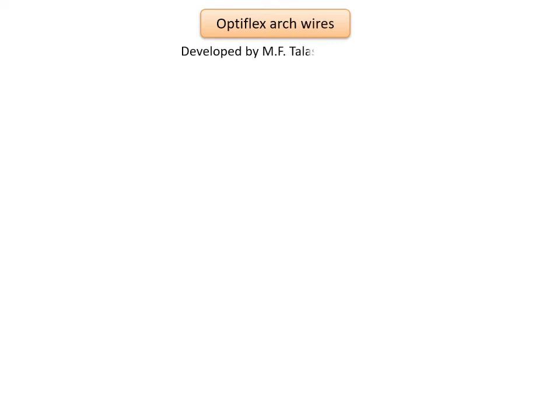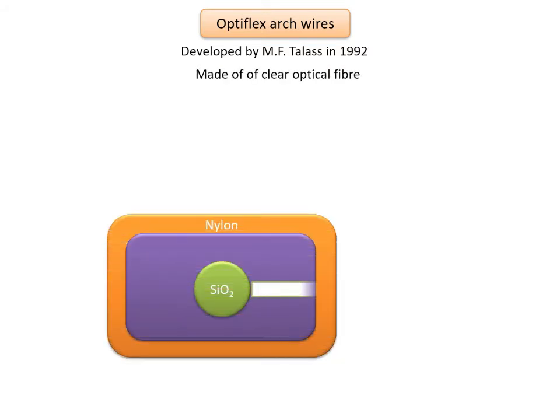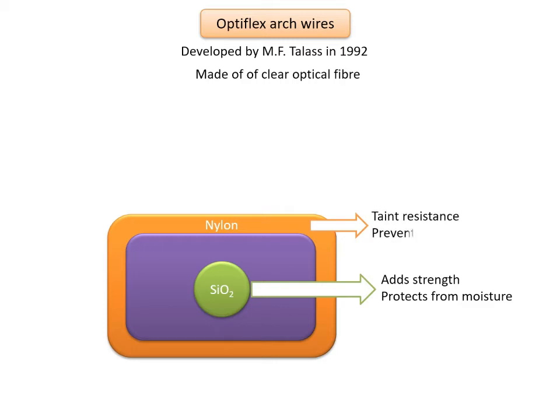Next, moving on to Optiflex arch wires. These were developed by M.F. Talass in 1992, and they are made up of clear optical fiber. They are composed of a silicon dioxide core which provides the force or resilience to the wire. The silicon resin forms the middle layer, which adds strength to the wire and also protects the core from moisture. The outer nylon layer makes the wire stain resistant and also prevents it from damage.